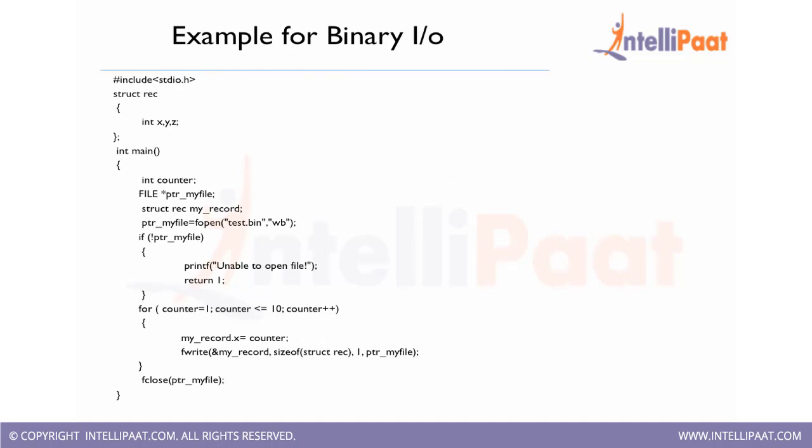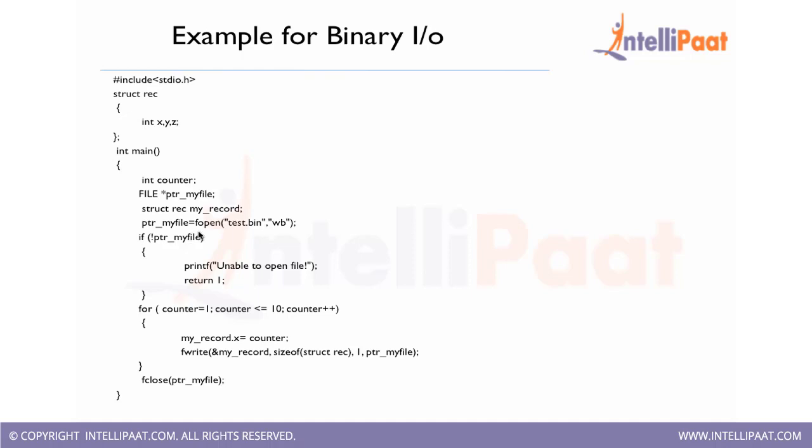This is the program through which you can use binary IO operation in a file. In this program we have declared a structure, in the structure we have xyz, and a counter, a file pointer, and we are declaring one structure. We are initializing a file, like a .bin file. So all the binary files are like .exe, .bin, or which are non-text files.